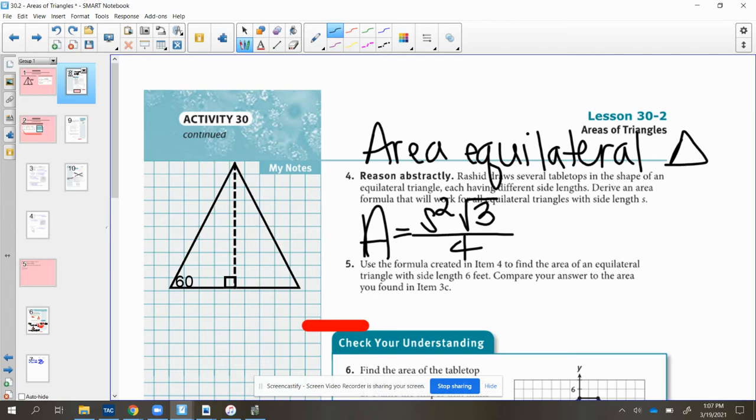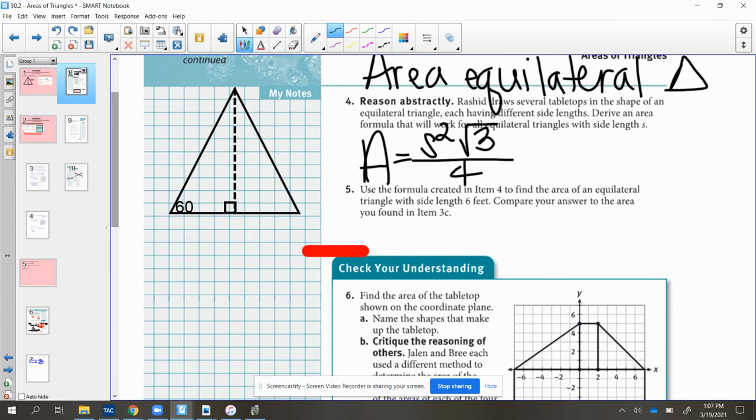Okay, so let's check this out with the example we had on the last page, where the side lengths on that last example were 6, 6, and 6. So if we plug this into the formula, we have 6 squared, where S is the side length.